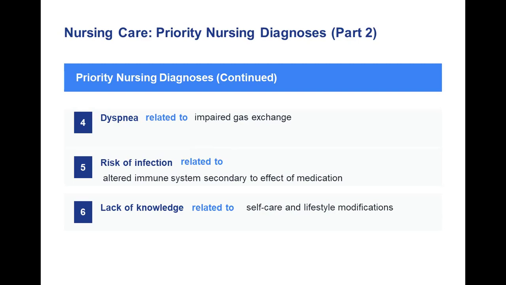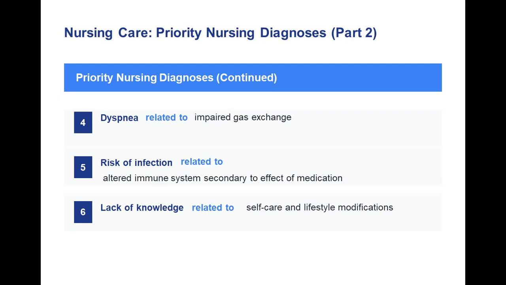Here are 3 additional highly relevant diagnoses for patients with lower respiratory disorders. Diagnosis 4, the patient-reported symptom of dyspnea becomes its own diagnosis when it significantly impacts quality of life and it is directly related to impaired gas exchange. Interventions here target patient comfort and effective positioning.